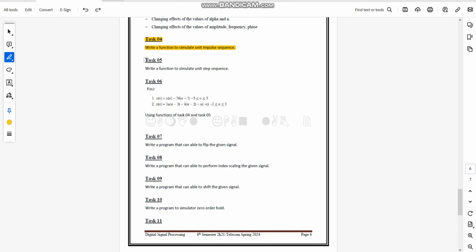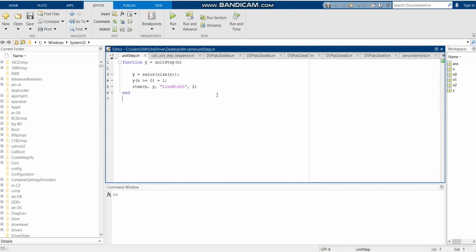The next task is to write a MATLAB function to simulate unit step sequence. This MATLAB code creates a unit step function to generate a unit step signal by initializing an output signal y as a 0 vector and setting its elements to 1, where the corresponding indexes in the input vector are non-negative. The stem command is used to represent the signal in the discrete domain.